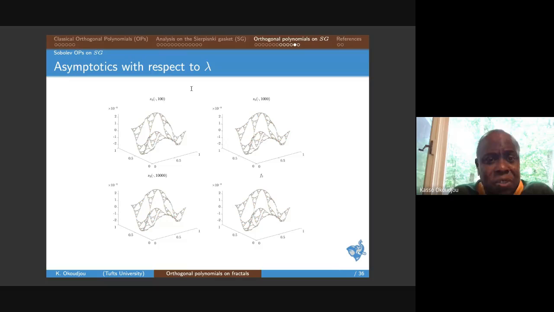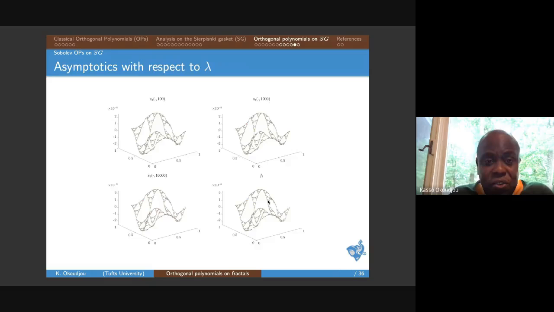As far as the asymptotics with respect to lambda, I fix n, so I'm looking at a degree 3 Sobolev orthogonal polynomial, and I start letting lambda be large. So here lambda is equal to 100, lambda is equal to 1000, 10000, and here I sketch a graph of f3, and you can clearly see that we're getting closer and closer to this last shape right here.